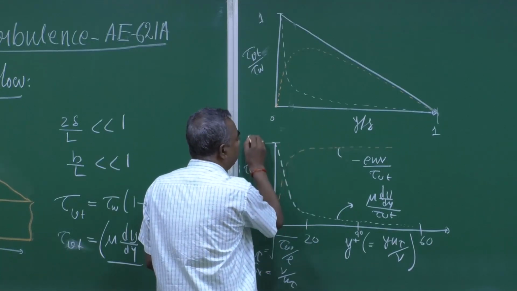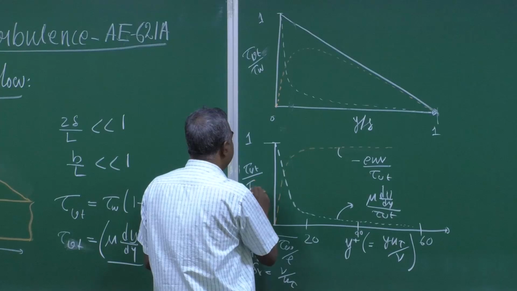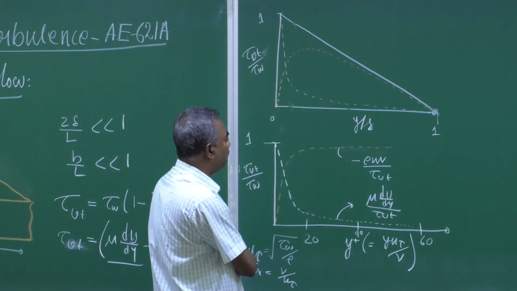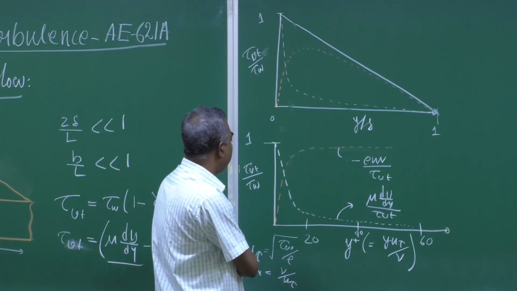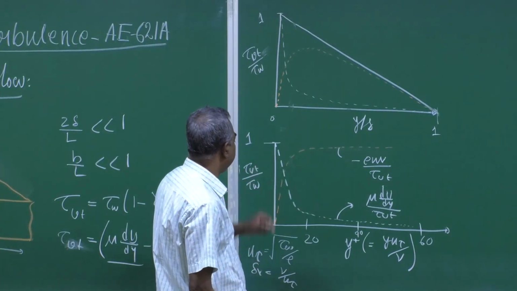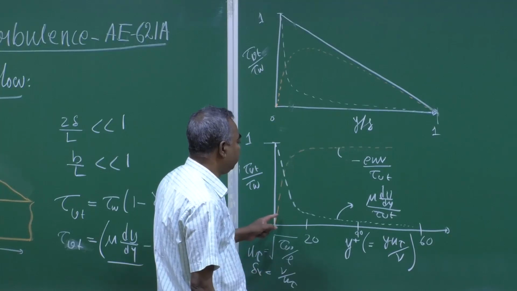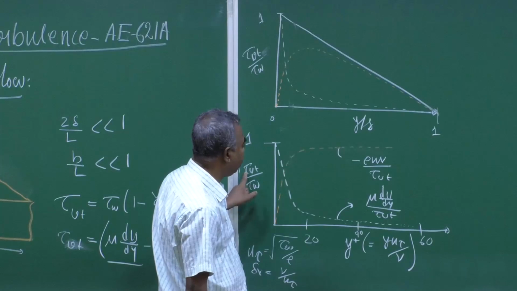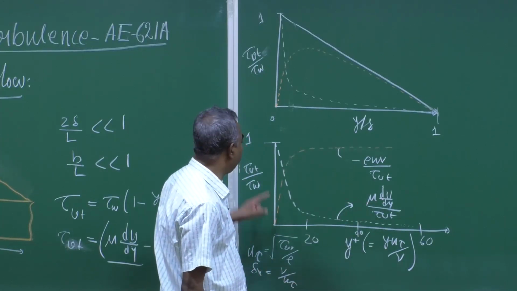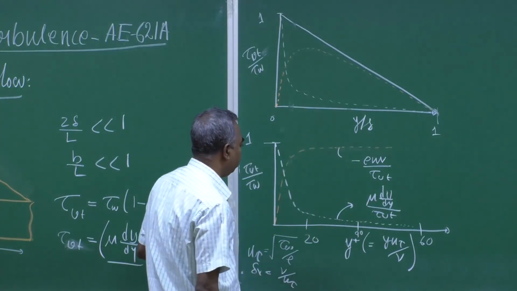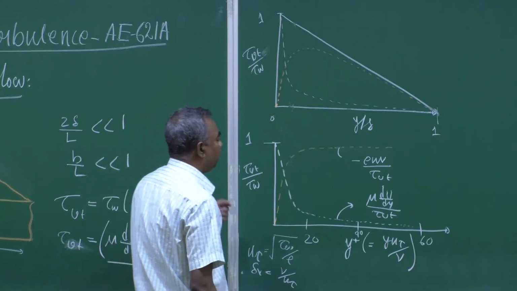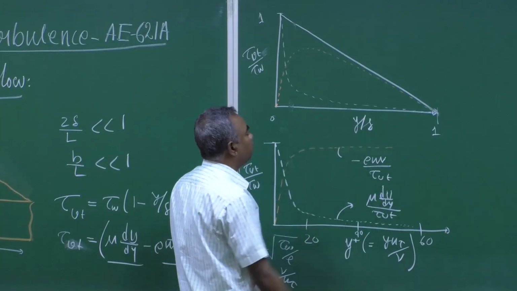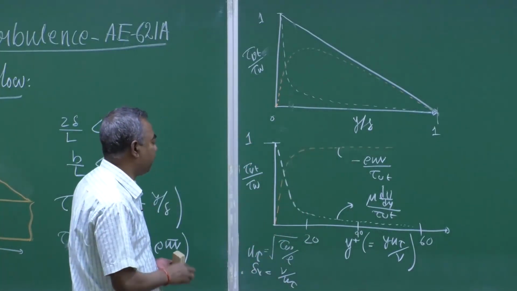So, this is going to be then 1. So, tau_vt divided by tau_w. Okay. So, tau_vt, so this is your 1. So, this value is going to be 1, because the tau_vt is going to be totally mu du/dy at y equal to 0. Anyway, this is the variation with respect to y plus, this is the variation with respect to y by delta. This plot was not plotted in the last class.